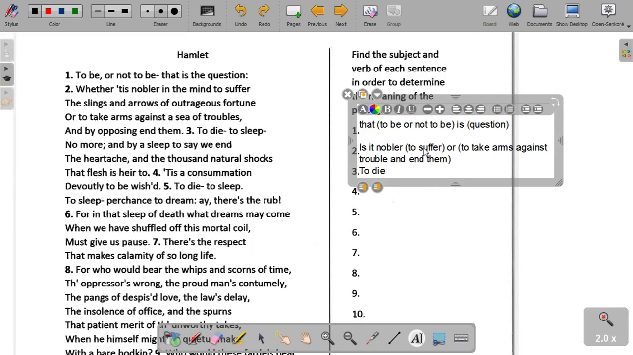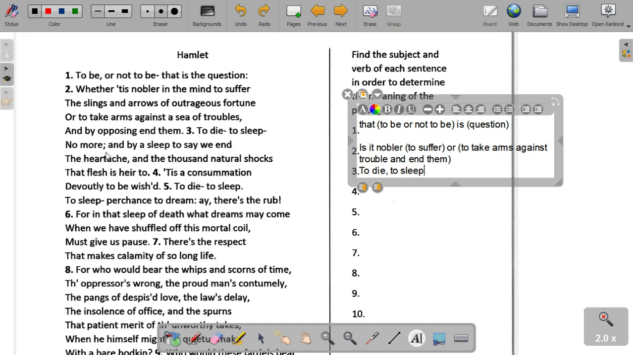So rather than just suffering through life, he's saying, oh, how wonderful it would be just to, in one swift motion, die, essentially, to sleep. Now, he's saying here, to die, to sleep no more, and by a sleep to say we end the heartache and the 1,000 natural shocks that flesh is heir to.